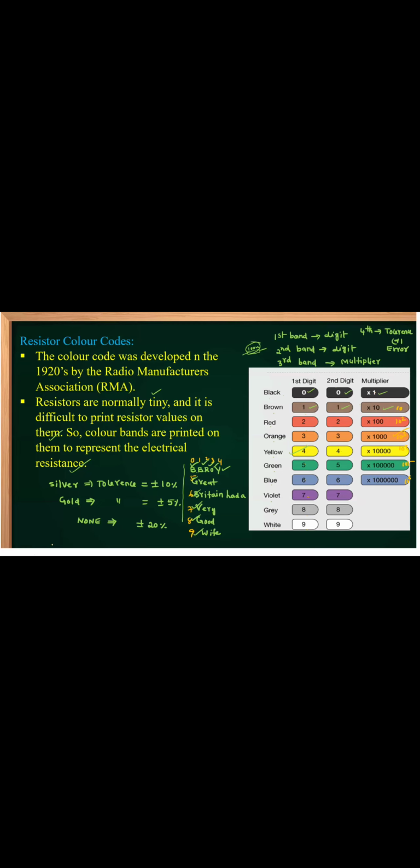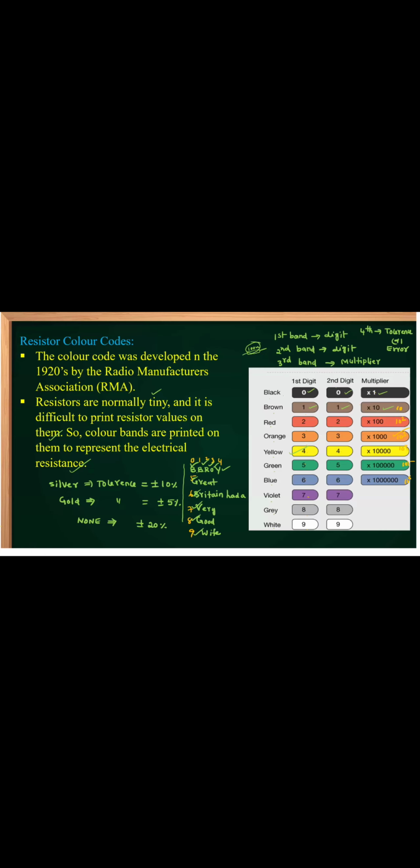Orange multiplier. Third band is the multiplier, 10 cube. Fourth band is the tolerance, plus or minus. What is the given color? This is gold. What is the tolerance? Plus or minus 5%. This is the value of this resistance: 47,000 plus or minus, or 47 kilo ohms. How to write that resistance value? 47 kilo ohms plus or minus 5%.